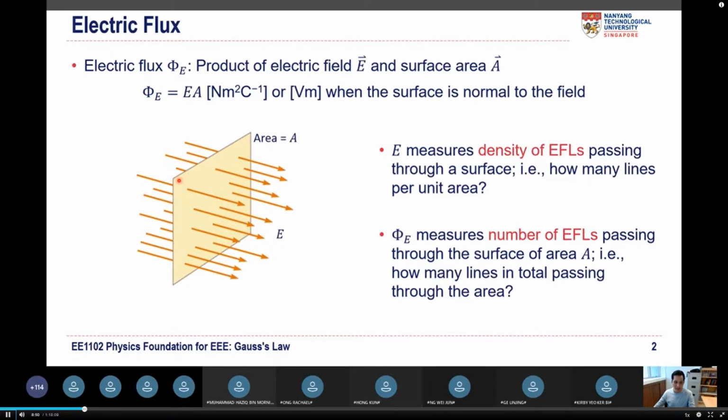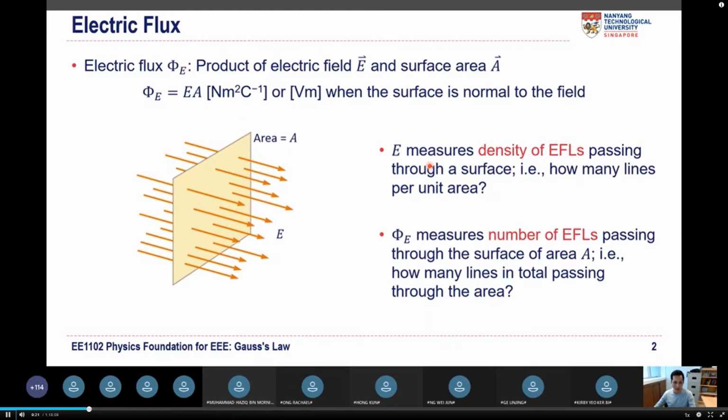If I put an area, a piece of paper, which is perpendicular, or 90 degrees, to the direction of the electric field, like in the picture, you have to see this in three dimensions. Imagine this is three dimensional. Then the total number of lines passing through this piece of paper will be the flux. So that's pretty simple.